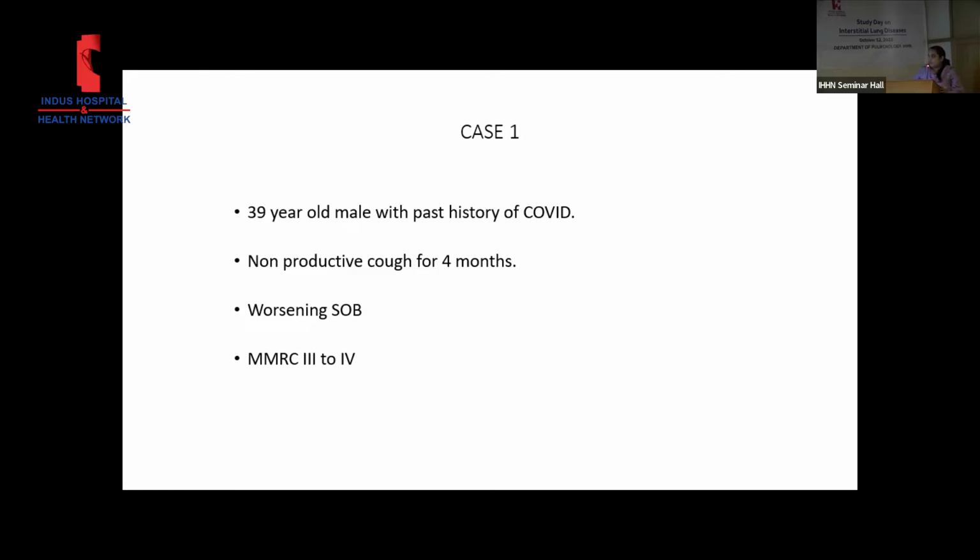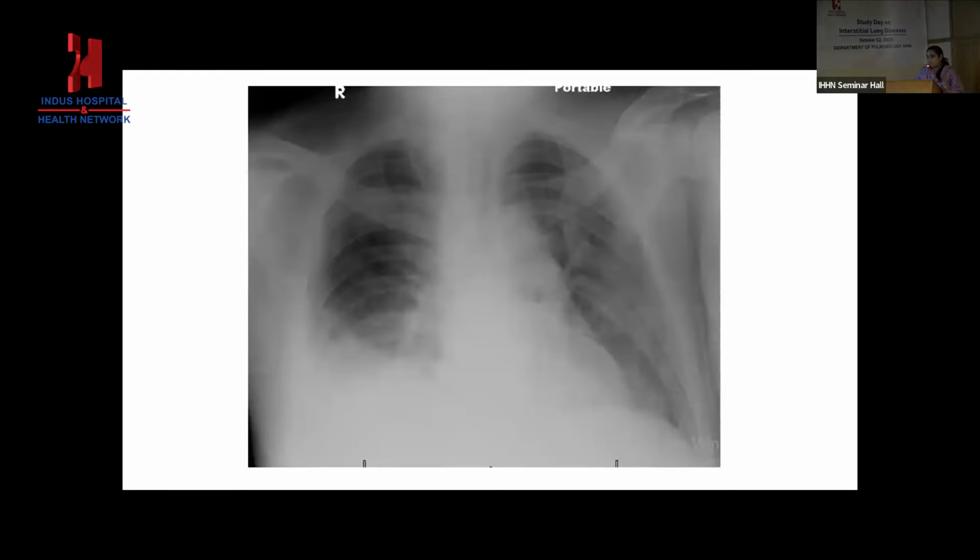So for case one, this is a 39-year-old female with past history of COVID. She presented with non-productive cough for 4 months and worsening shortness of breath, going from MMRC 3 to 4. So as you know, the baseline would obviously be a chest X-ray. So can someone just tell me what they see in it? I do see my residents, but they know the cases, and they've seen all these cases. So if anyone would like to try from the audience, any pulmonology residents?